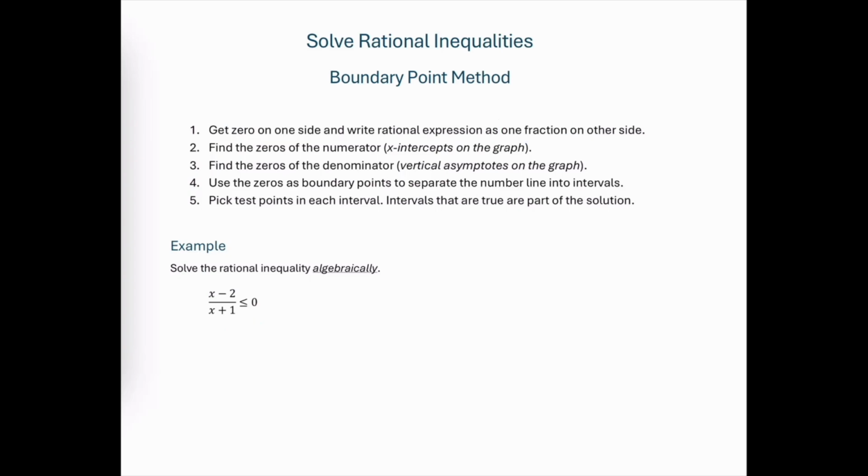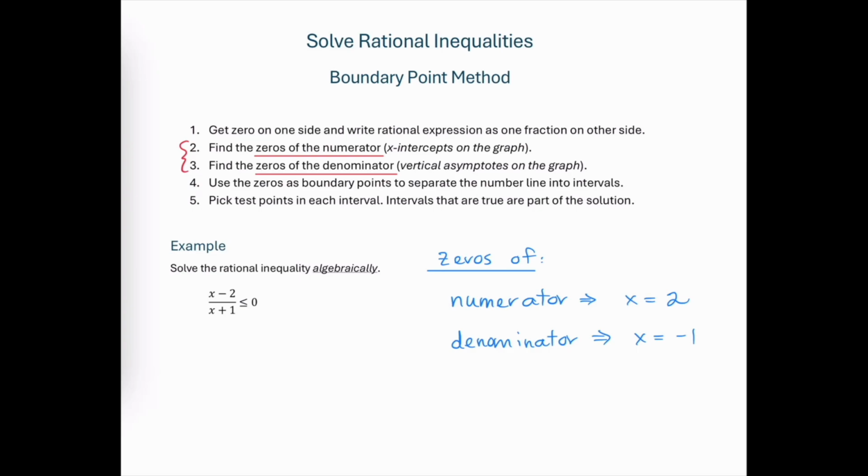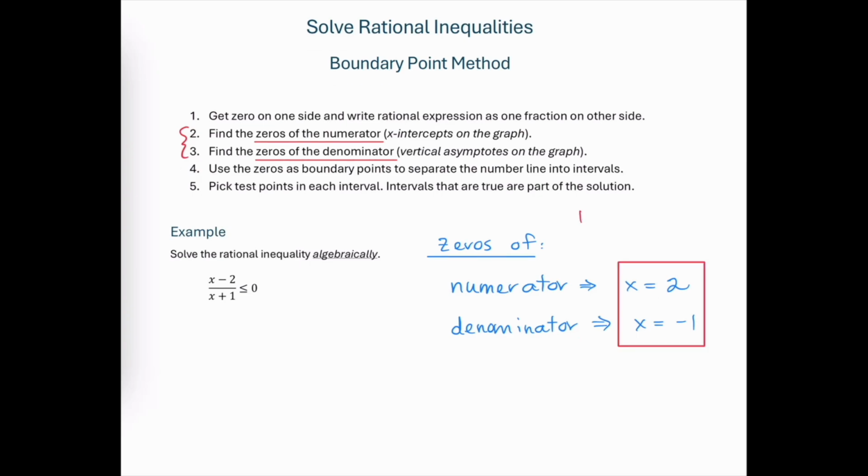Now in order to find the boundary points we're going to look at the zeros of the numerator and the zeros of the denominator. The 0 of the numerator is the x value that causes the numerator to be 0, and so that would be x is equal to 2. The 0 of the denominator is the x value that causes the denominator to be 0, so that would be x is equal to -1. And these zeros are going to be considered our boundary points.